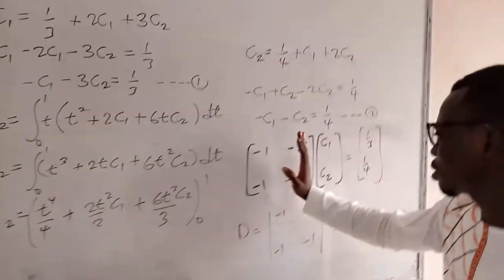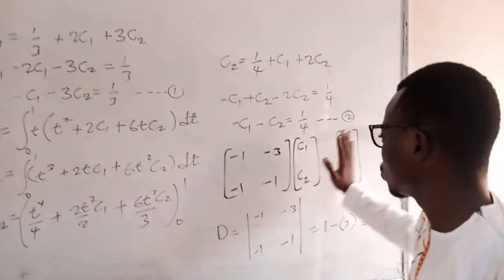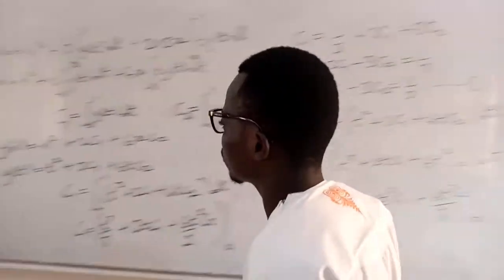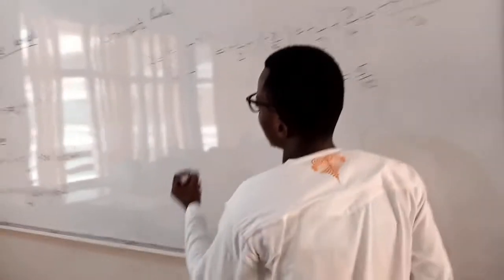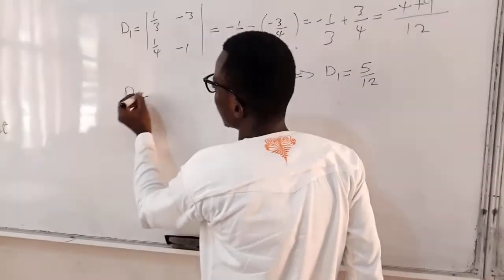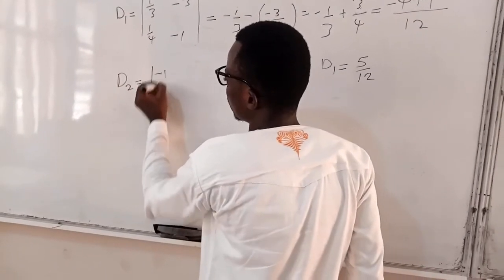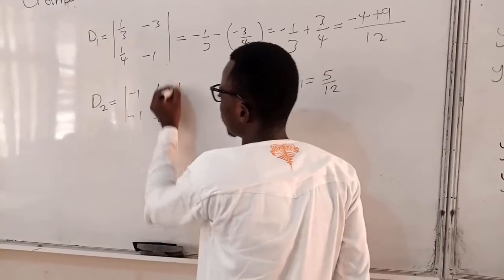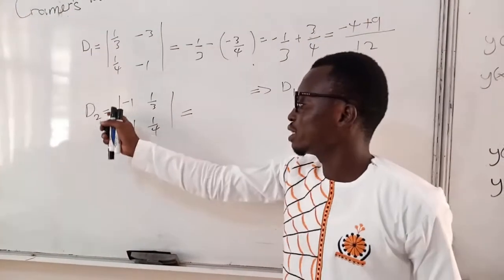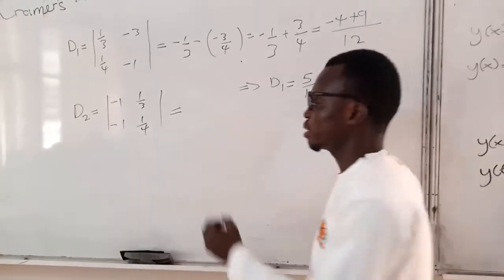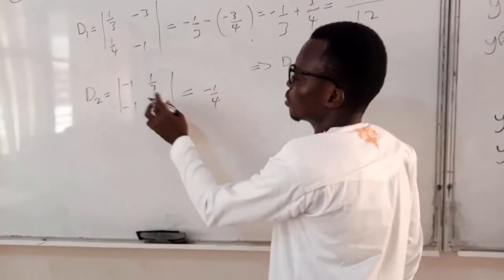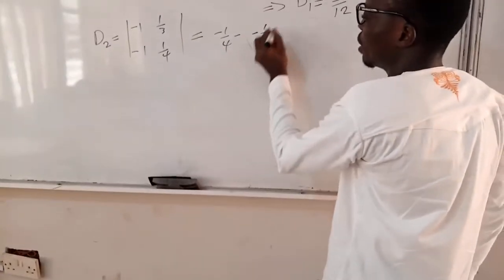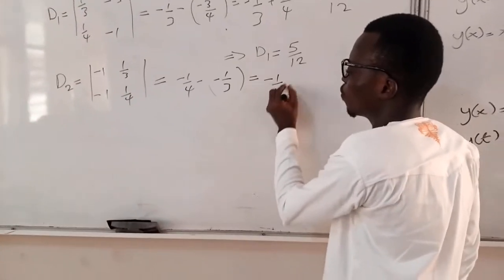Now for the d2, let's interchange this second column to these values here. Then I'm going to have our d2 to be equal to minus 1, then 1 out of 3, 1 out of 4. So the determinant: this times this, we get minus 1 out of 4. Then minus this times this, we get minus 1 out of 3, which is the same as minus 1 out of 4.